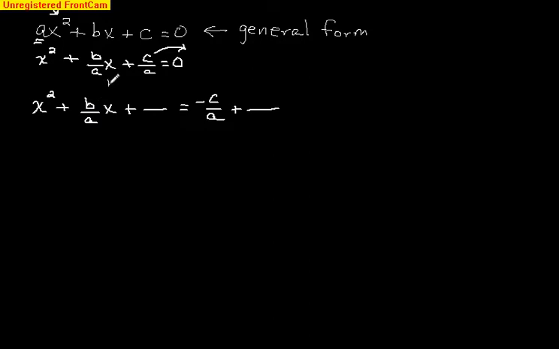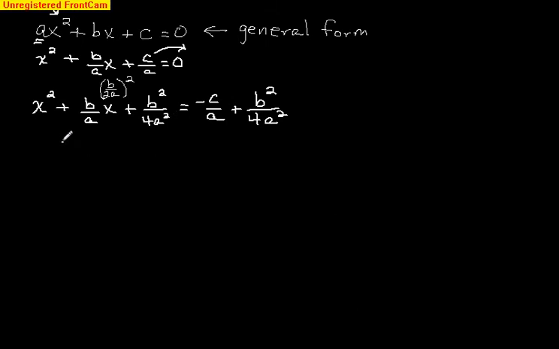Now to get your perfect square term here, what you do is you take this term, you divide it by 2. So I'm dividing it by 2, so it's b over 2a now, and then we square it. That's how you get your perfect square to complete your perfect square trinomial. So I'm going to write that down here, b squared over 4a squared. And since we added it to this side, we have to add it to this side.